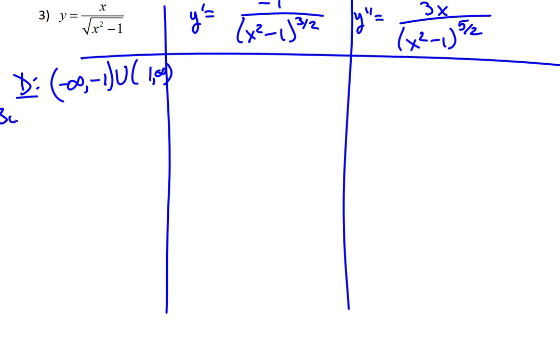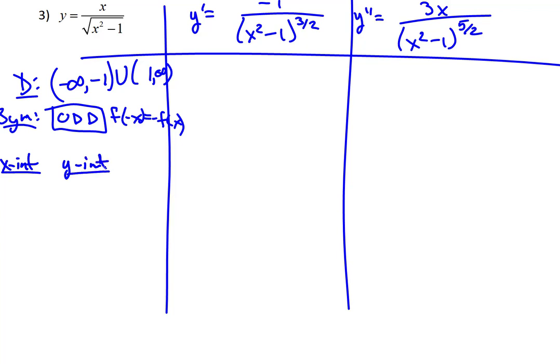For our symmetry, again, this is where you test f of negative x. This function's symmetry turns out odd, and that's because f of negative x is negative f of x. That's the definition of an odd symmetry function, which means origin symmetry. So we'll see that when we look at the graph. If you consider x-intercepts or y-intercepts for this function, setting the respective variables to 0, you'll find that there actually is neither one here. So there's no x-intercept, there's no y-intercept.